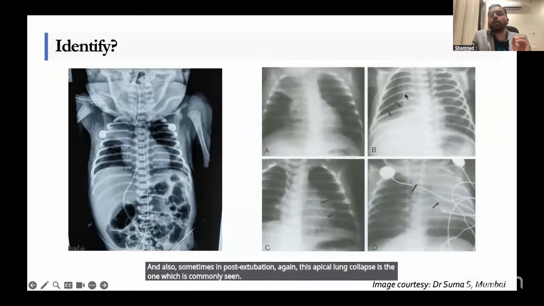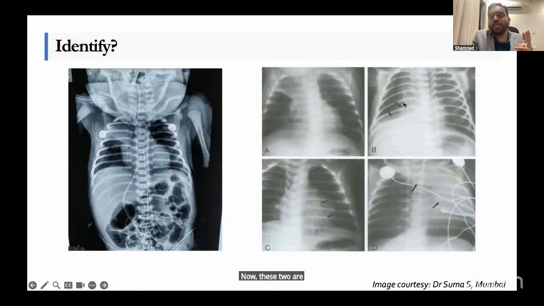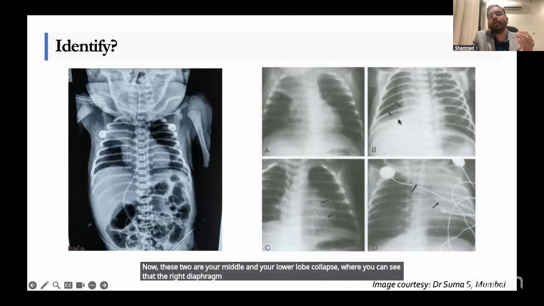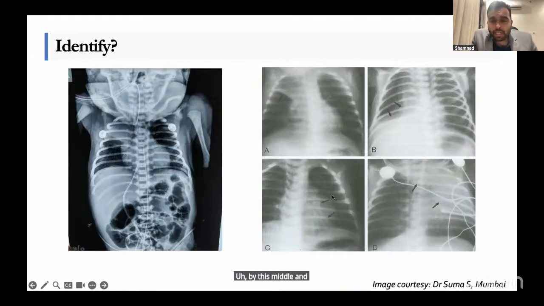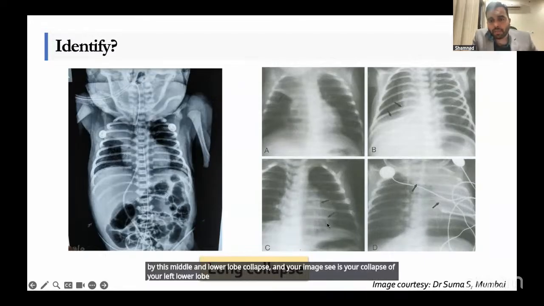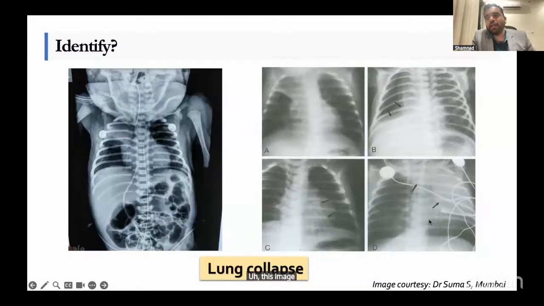Now these two are your middle and lower lobe collapse, where you can see that the right diaphragm, the superior diaphragmatic margin, is lifted up by this middle and lower lobe collapse. Your image C is your collapse of the left lower lobe and the lingular margin. And image D is your left upper lobe collapse.